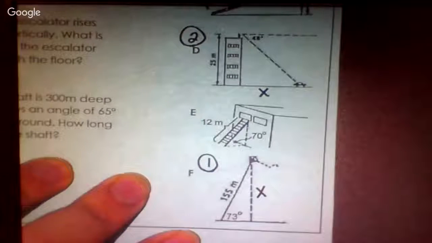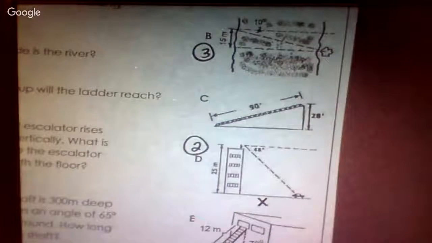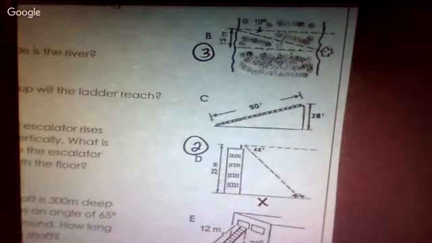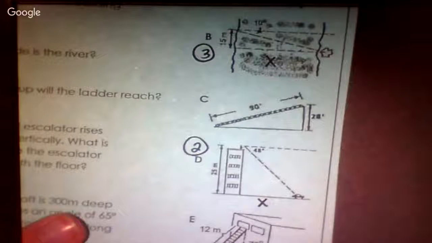Number 3, how wide is the river? B. Okay, that takes me to B. Which side am I looking for in B? Am I looking for that diagonal or the straight side? Straight side. The straight side. How wide is the river? That goes from bank to bank. Straight across.